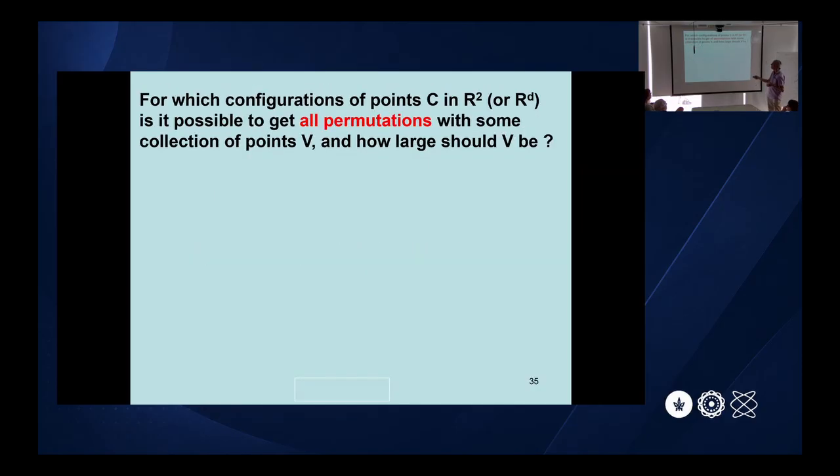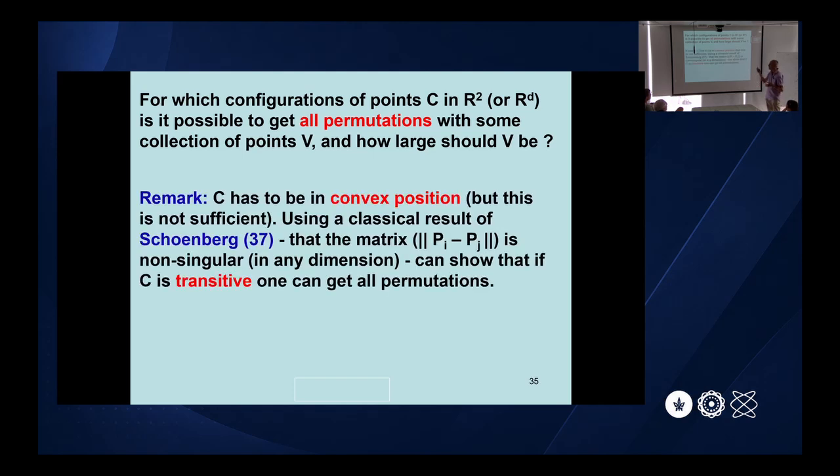And finally, let me mention this: for which configurations of points C in R^d, or let's say in the plane, is it the case that you can get all permutations? Now you're allowed to use as many vantage points as you want, but I want to get all permutations. And still, it's not too difficult to show that you cannot always get all permutations. For example, the points have to be in convex position. If something is in the convex hull of something else, it's not difficult to see that you cannot get all the permutations. But this is not a sufficient condition, even in the plane.